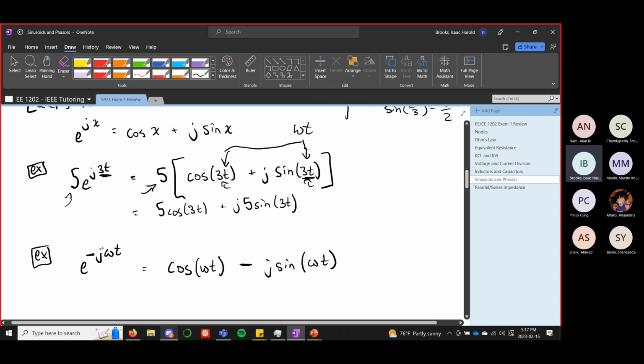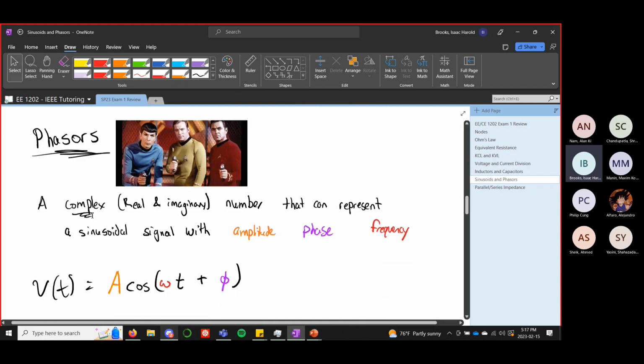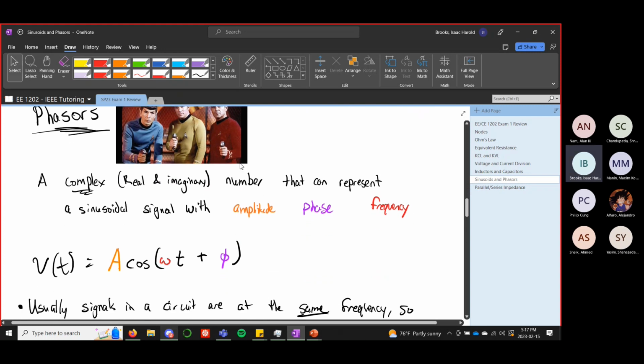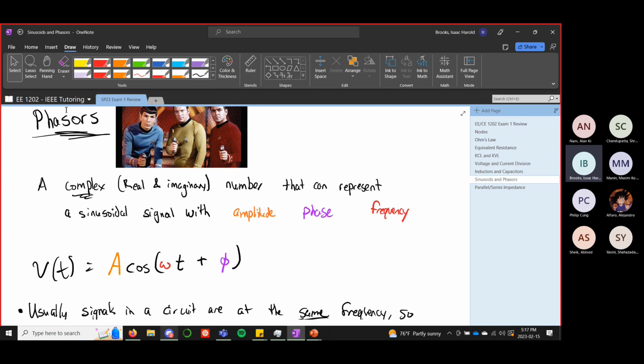Okay, these are just some complex number things. We'll get into some examples. Phasers. So yes, it's Star Trek. I'm a fan of Star Trek. So a phasor is a complex number that can represent a sinusoidal signal. So it's going to have an amplitude, a phase, and a phase shift at times.